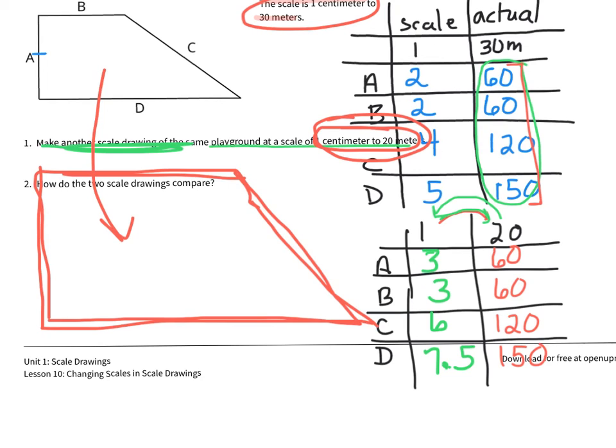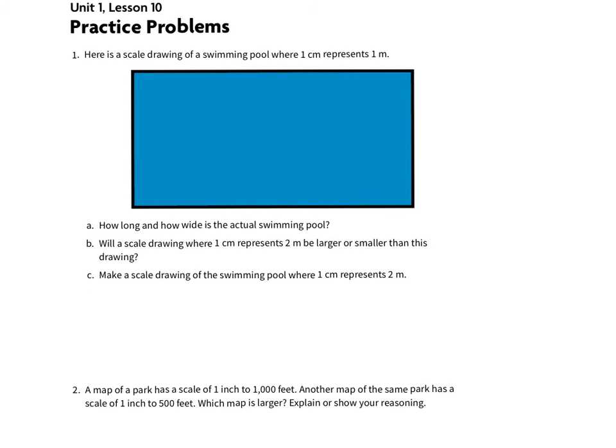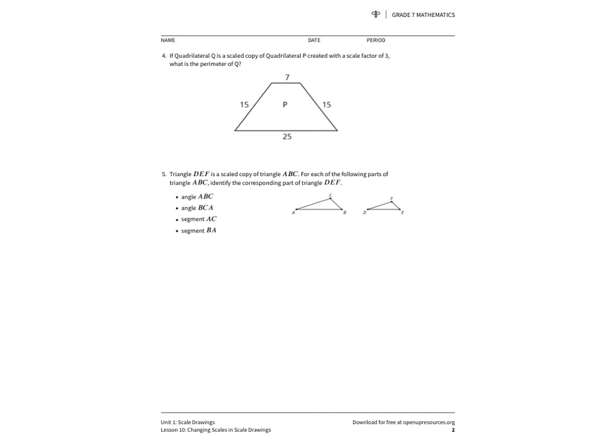All right, what I want you to do is highlight, outline the lesson summary, and then we're going to go on to the practice problems. I want you to do question number 1, question number 2. We're going to skip number 3, and then we'll do question number 4 and question number 5.